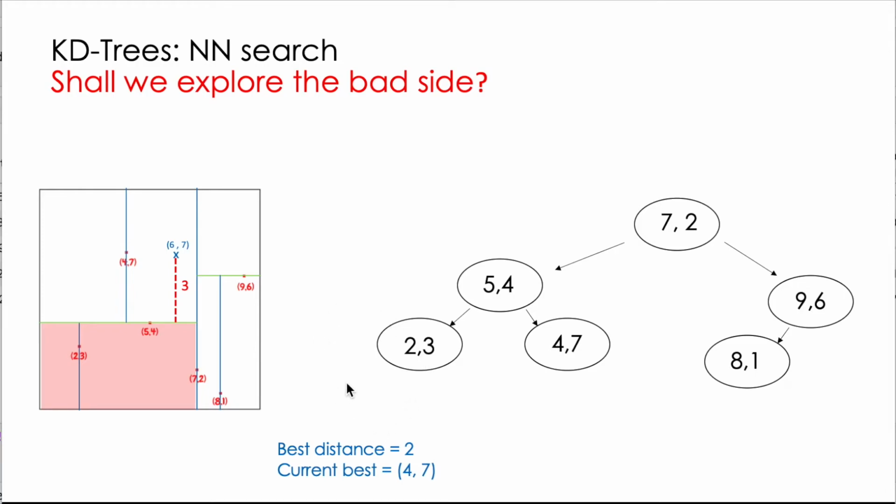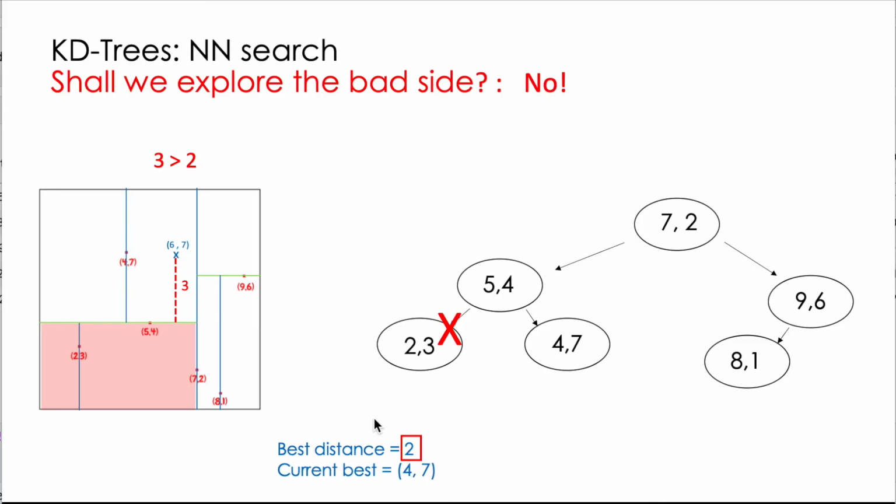Don't forget that the computer doesn't know this drawing, right? This picture. So the computer blindly needs to go and make calculations in order to make the decisions. In this case, if we find that our potential point that could be located here could have a better distance compared with our current best distance, then we will have to explore that area. But in this case, we see that 3 is bigger than 2. It means that even if we take into account the best possible point in this zone, that point wouldn't be better than our current best.